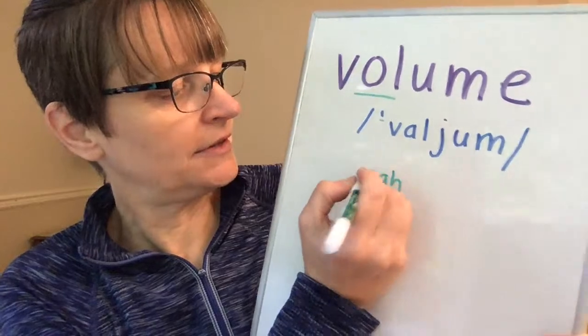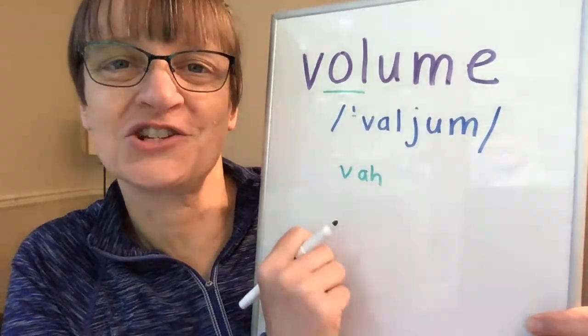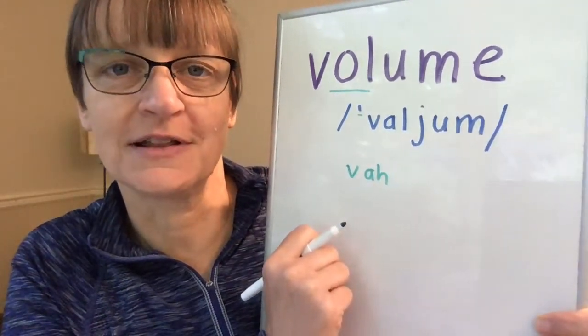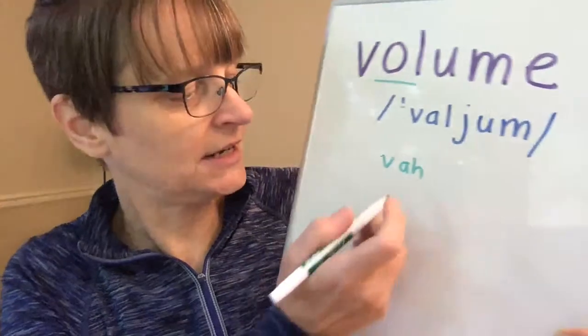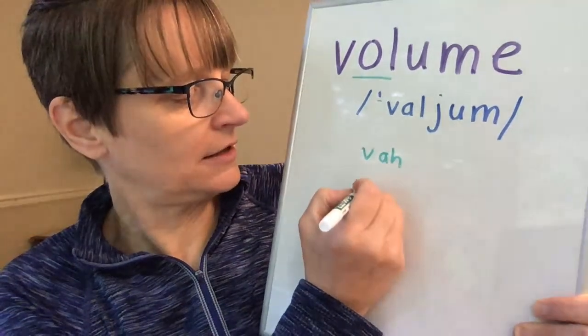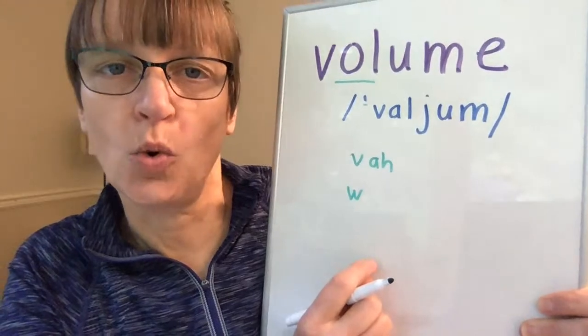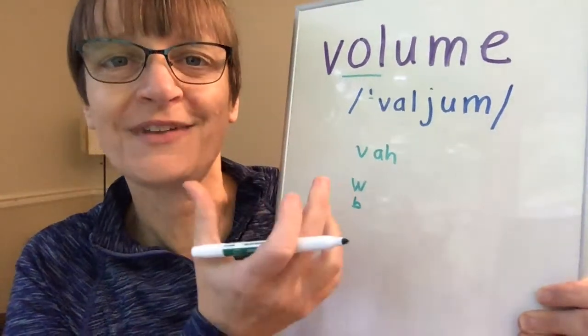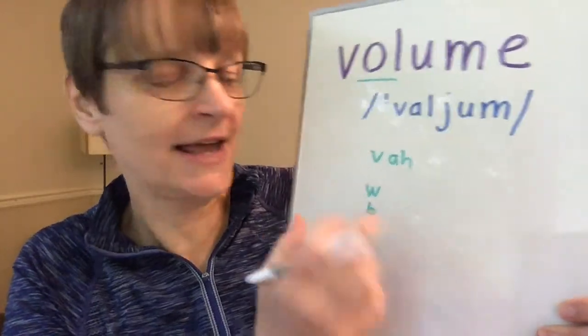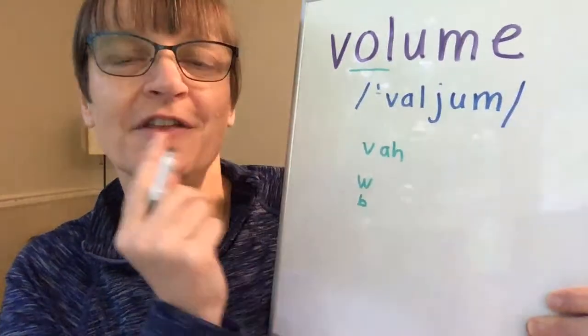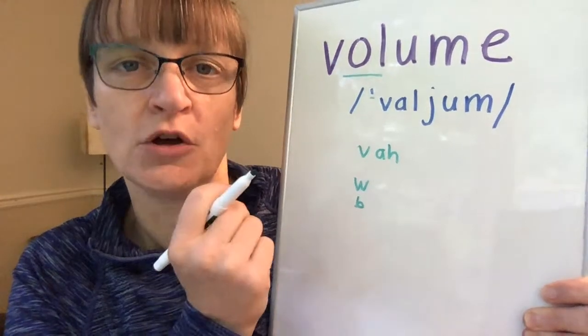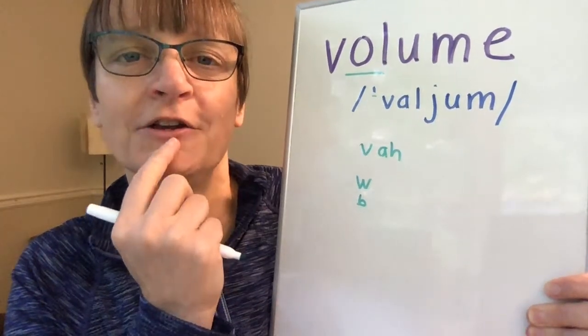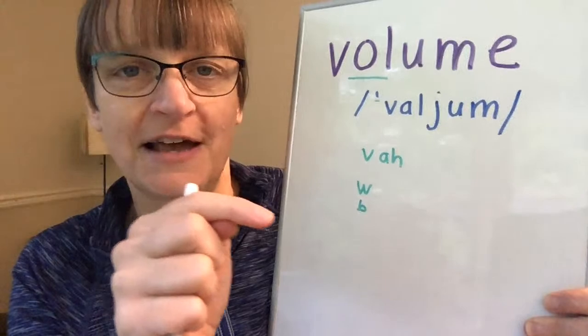Also, the V sound presents a challenge for many non-native speakers of English. You may have a tendency to use something closer to a W sound, like wolume, or a B sound, like bolume, depending on what your native language is. And also there's a sound that's a little between the W and V, where you don't have a solid V sound at the beginning.